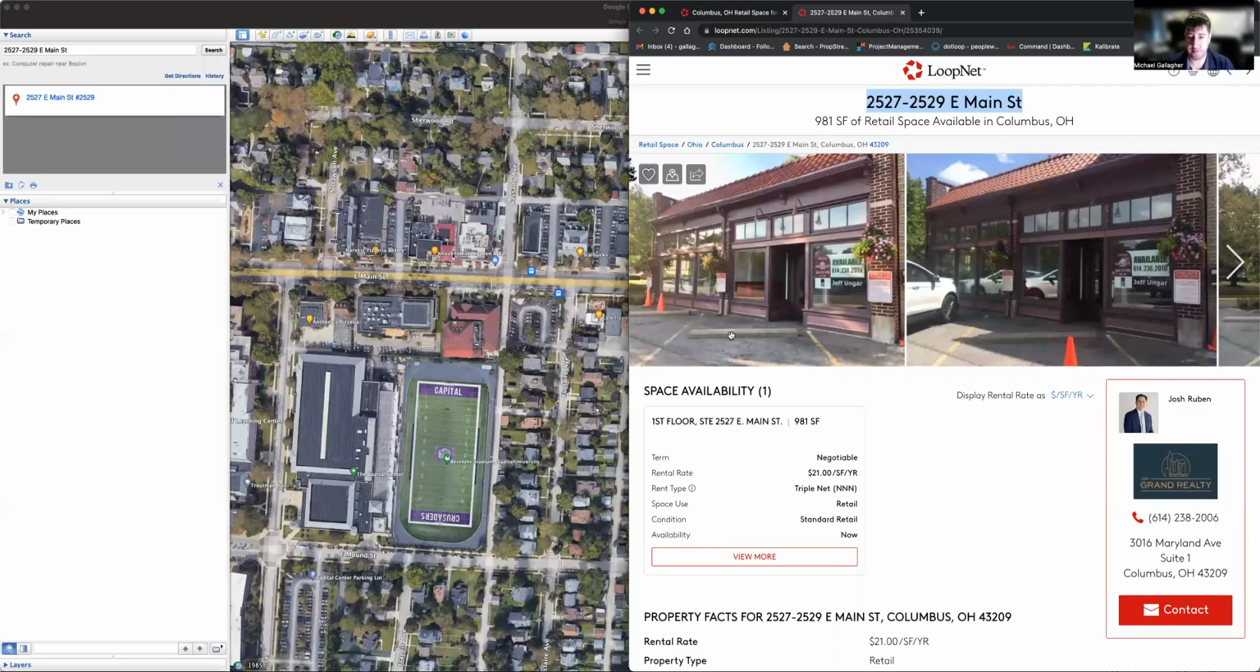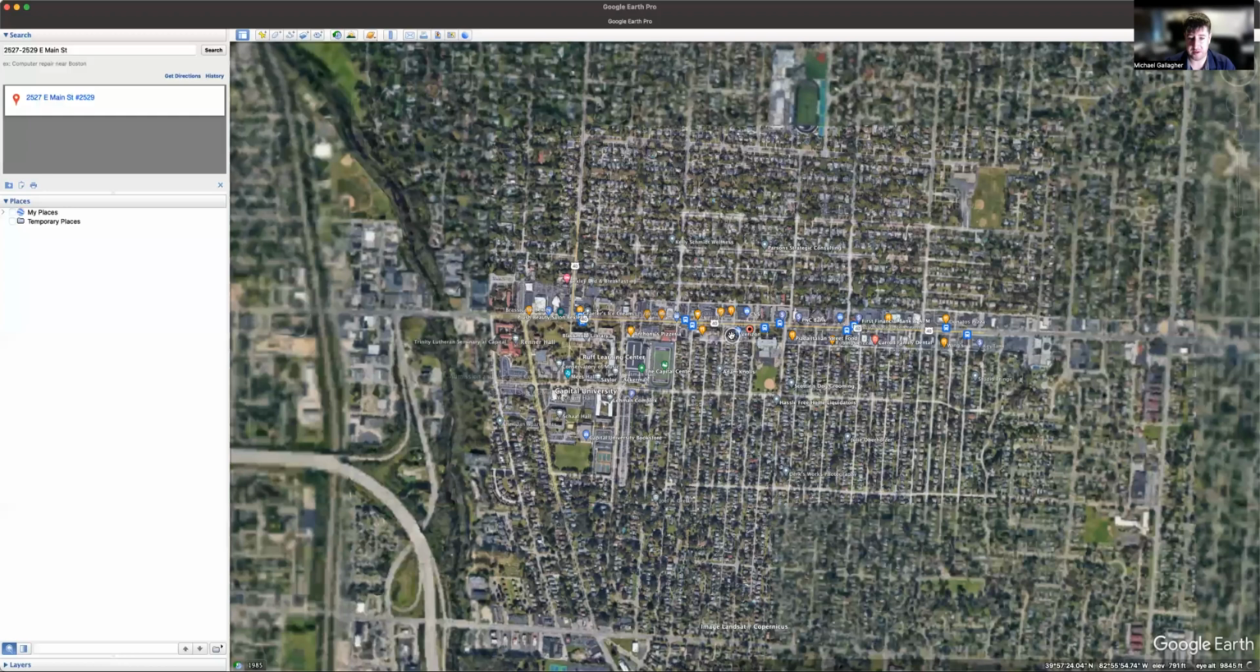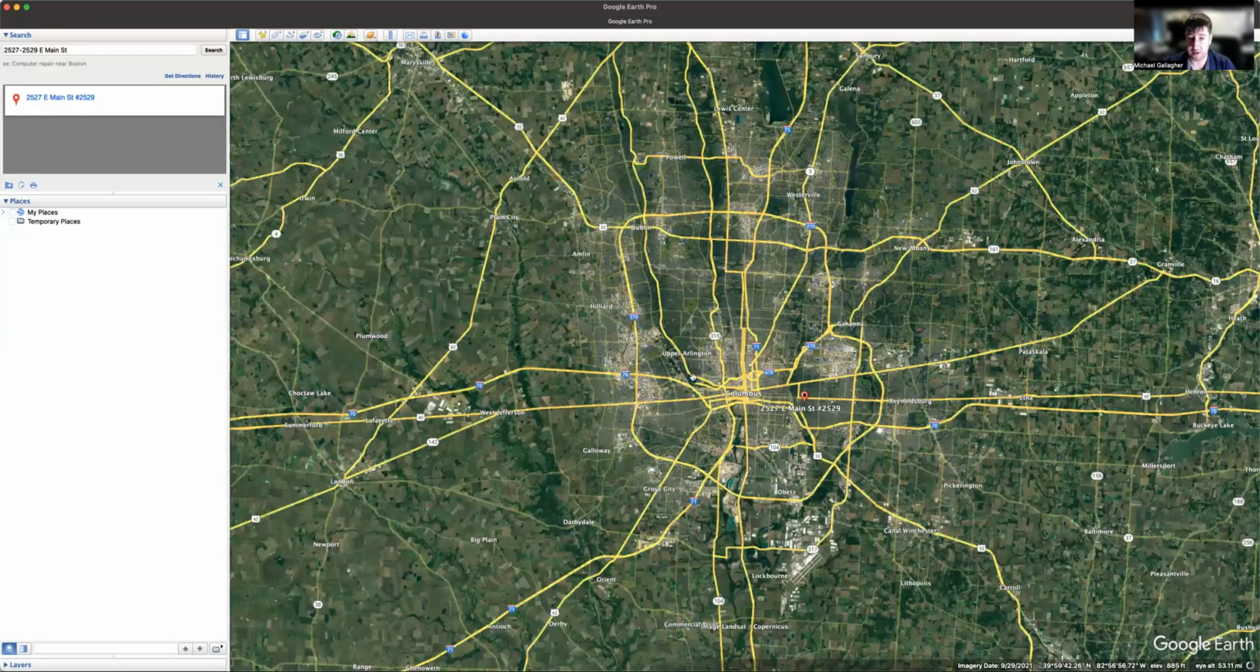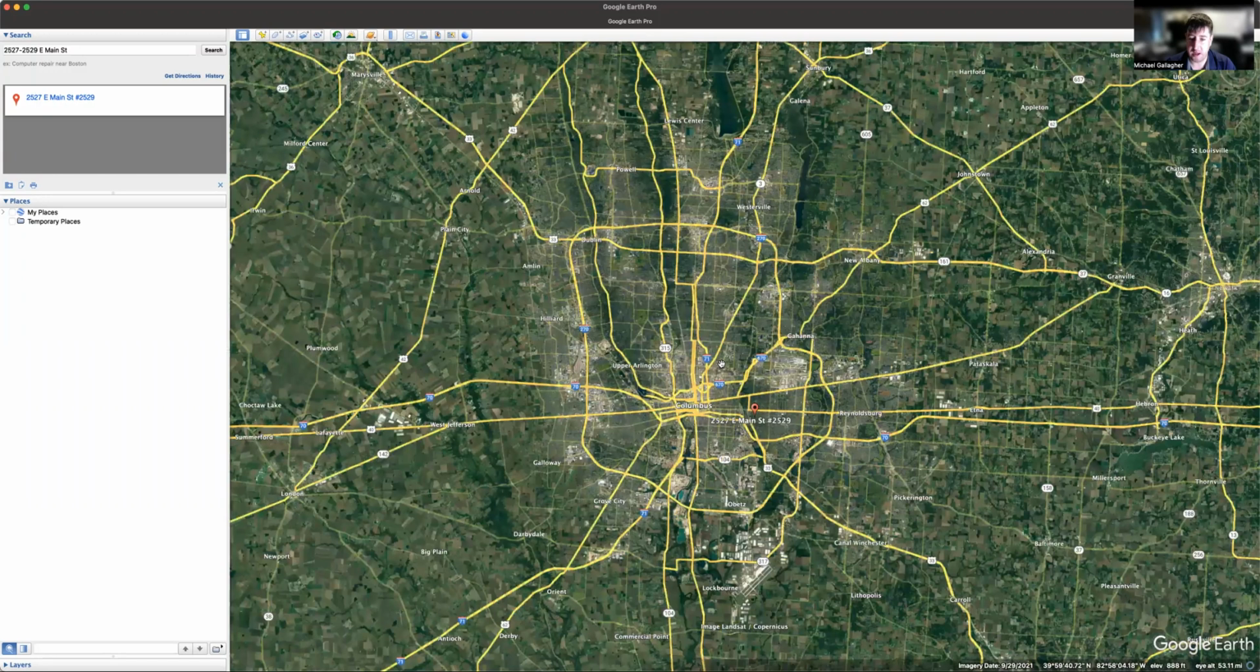So this is Google Earth, obviously. This is about the best tool that you can use in real estate, in my opinion. Google Maps is cool and everything, but Google Earth allows you to get down there. You can see rooftops a lot better. So that's just my opinion.